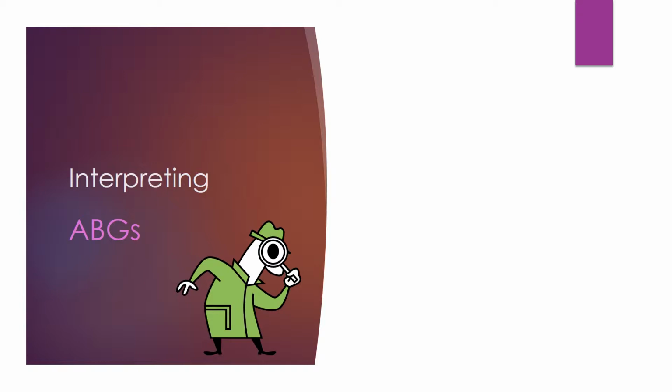So first, let's discuss how to interpret ABGs. Do you know what ABGs are? Correct. ABGs are your arterial blood gases. So being the investigator, the first step in interpreting ABGs is to assess the pH. What is normal arterial blood pH? That's right, 7.35 to 7.45. So anything below would be acidosis, anything above would be alkalosis.